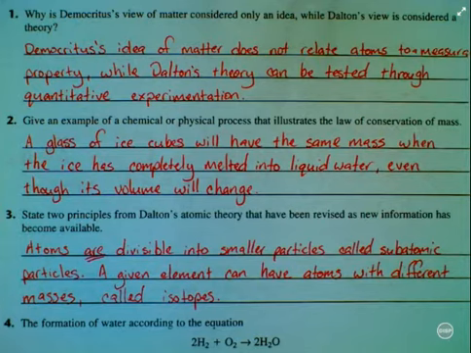But specifically with regard to Dalton's atomic theory, we have to remember the 5 postulates of Dalton's atomic theory. So which of those 5? There are 2 of them that have since been revised. Well, one is that atoms are divisible into smaller particles. We call them subatomic particles.